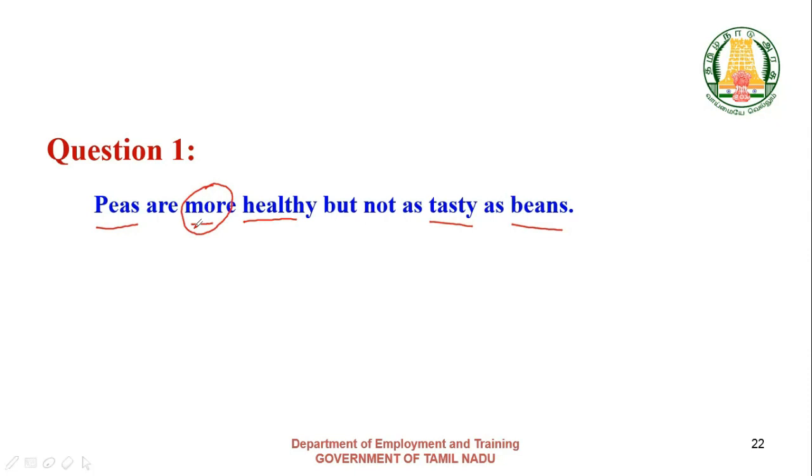Now look at the sentence. Peas are healthy but not as tasty as beans. So here there is a comparison between peas and beans. If it is a comparative context, then definitely we should use the comparative adjective. Healthy, and the comparative adjective is healthier. Peas are healthier but not as tasty as beans.